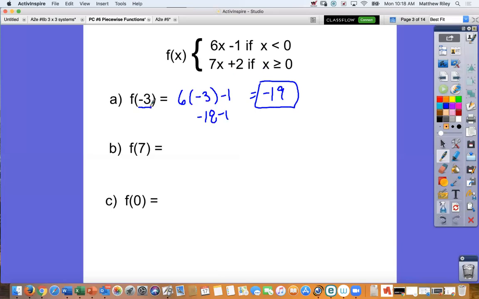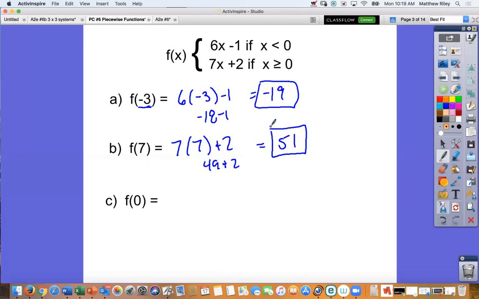So that's why I'm just looking at this and seeing the qualifiers to see which equation do I use. So on the second one, which one do I use? The first equation or the second one? The second one. Yeah, because 7 is greater than or equal to 0. So 7 times 7 plus 2, and I get 51.